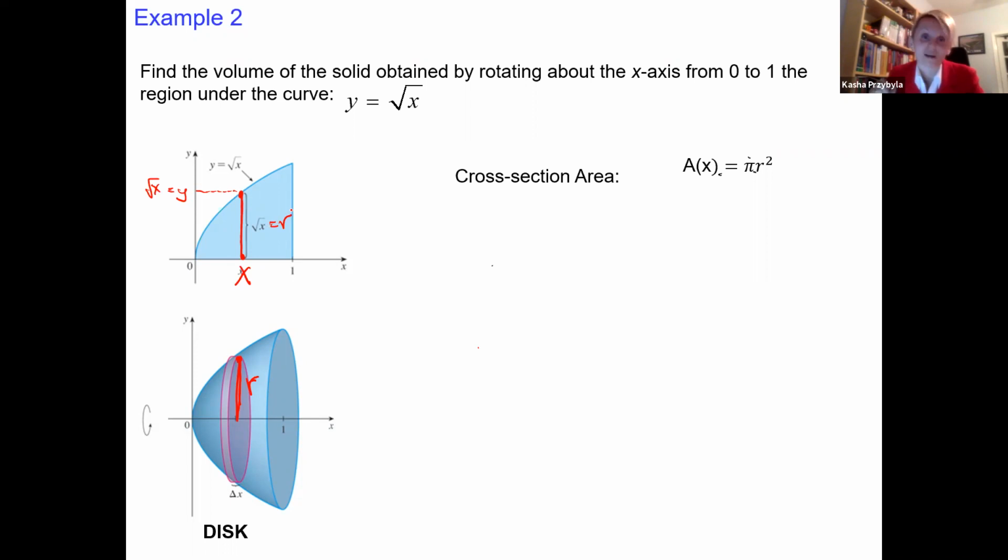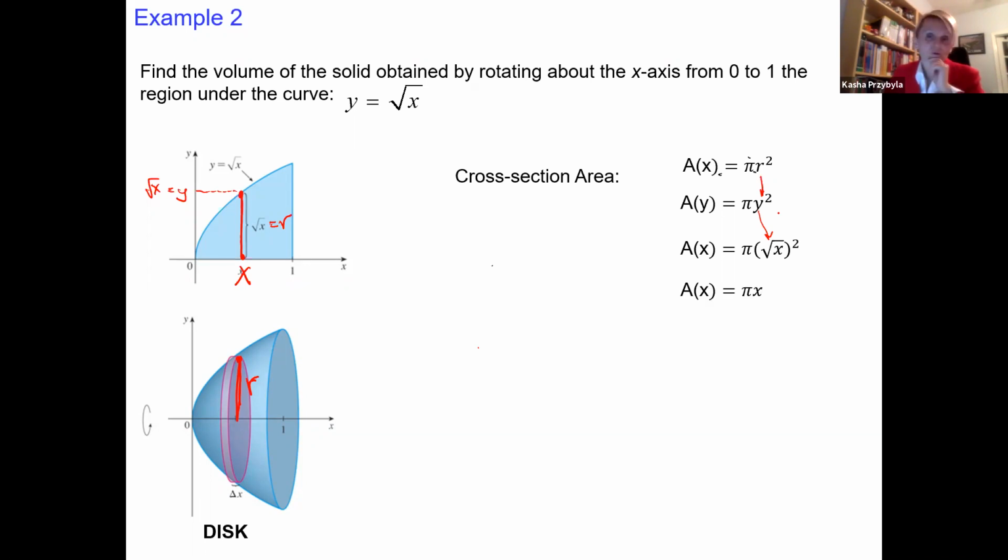This will be my radius because I need it in terms of x. If this is, say, 1/2, the height of this radius will be square root of 1/2, because that's how the function is defined. If this is 1/4, it will be square root of 1/4. So the radius is simply the y value, defined as square root of x. That's almost nothing, but it's the most challenging thing, to identify the cross-sectional area.